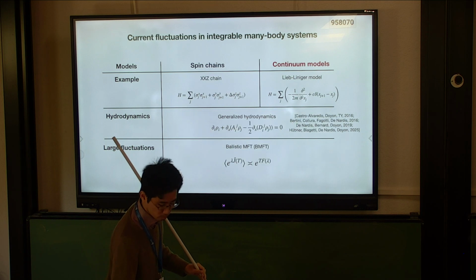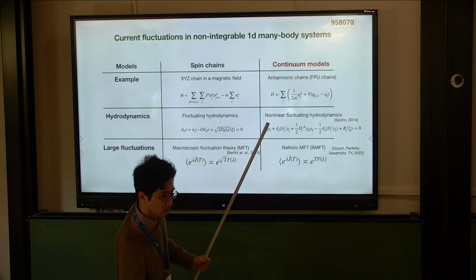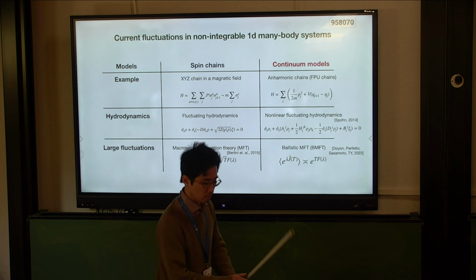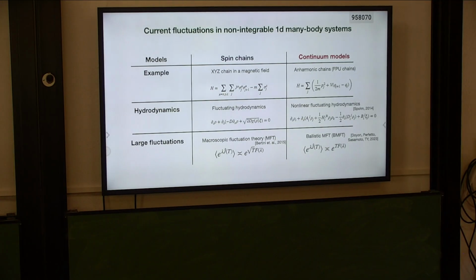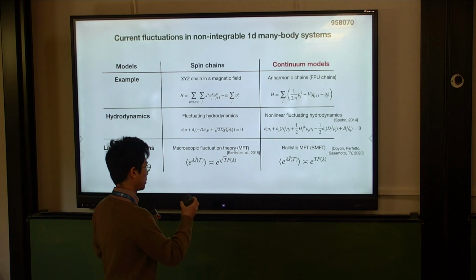No, but wait, the ballistic MFT is not correct in the case of nonlinear fluctuating dynamics, right? Where do you say that? Is it? It's for large fluctuations. Okay. I'm not talking about typical fluctuations.